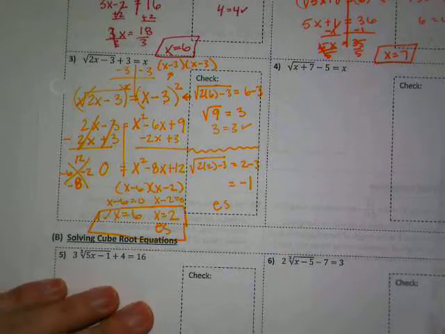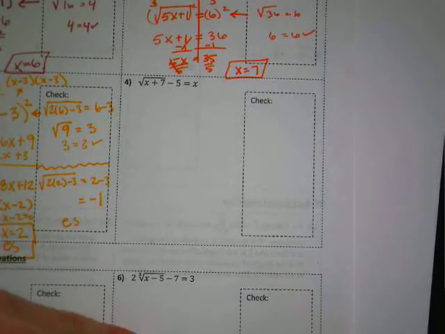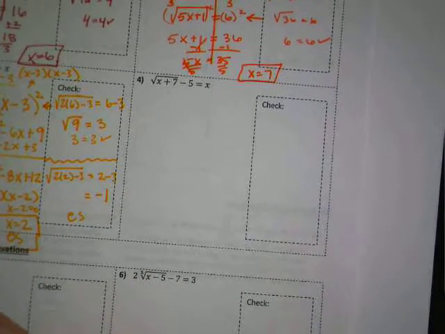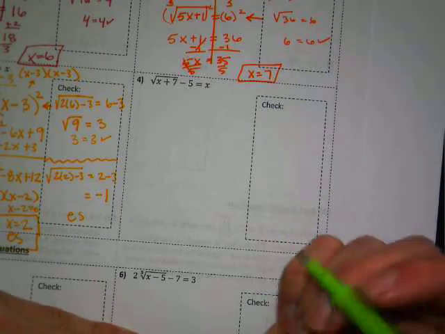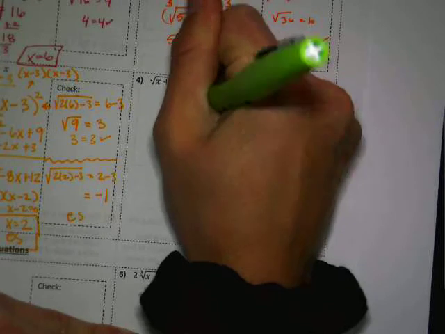All right, let's go to number 4. On number 4, what's the first step? Add 5.